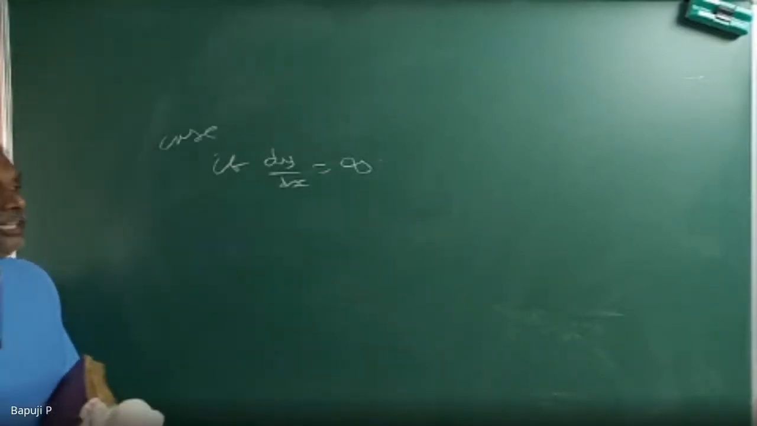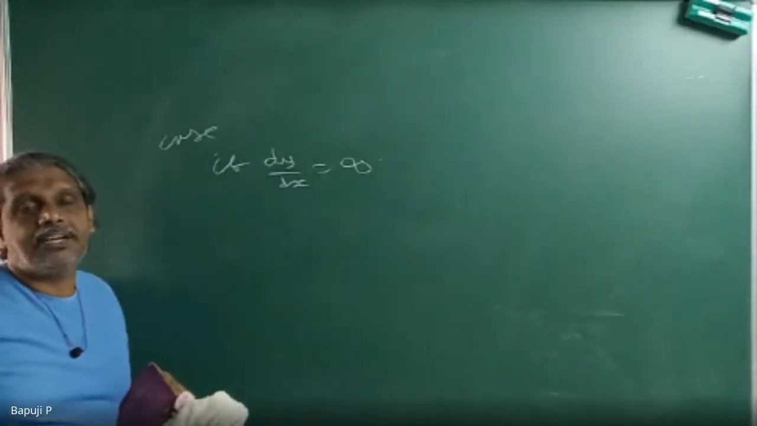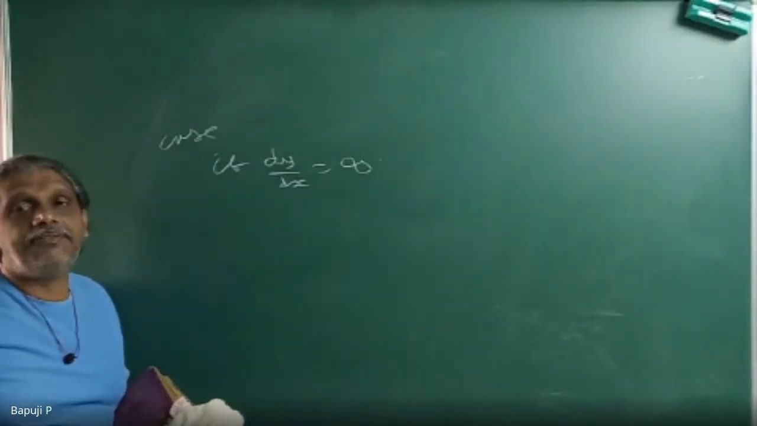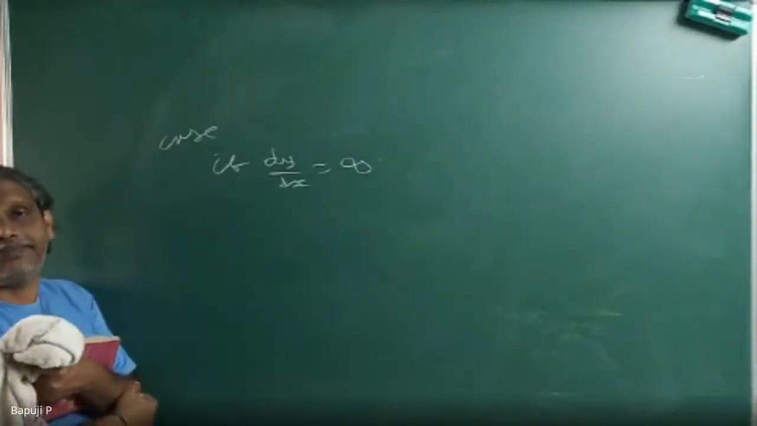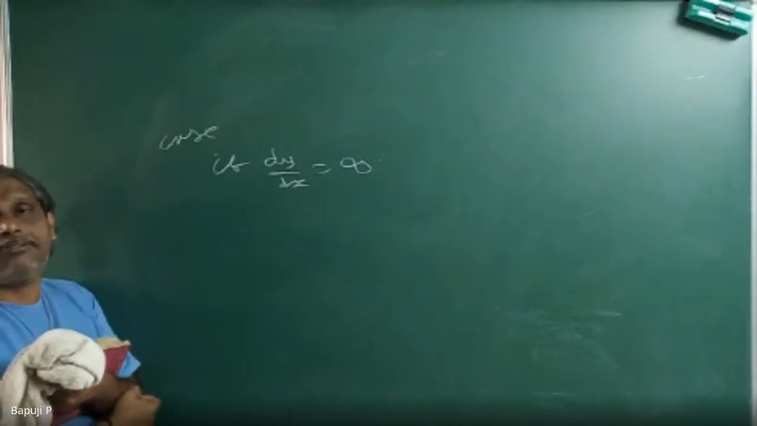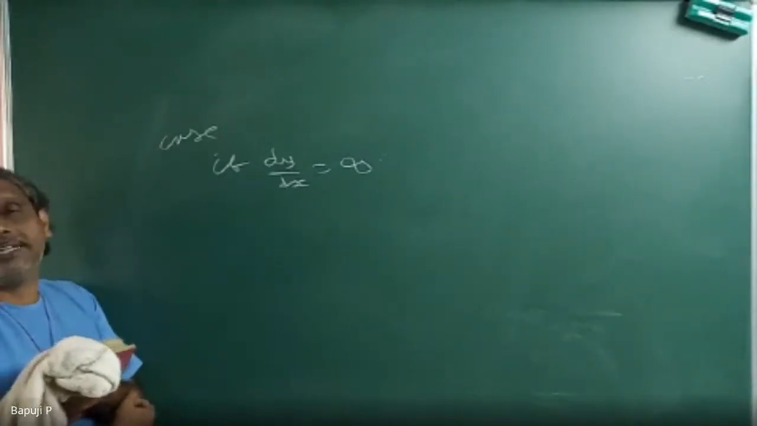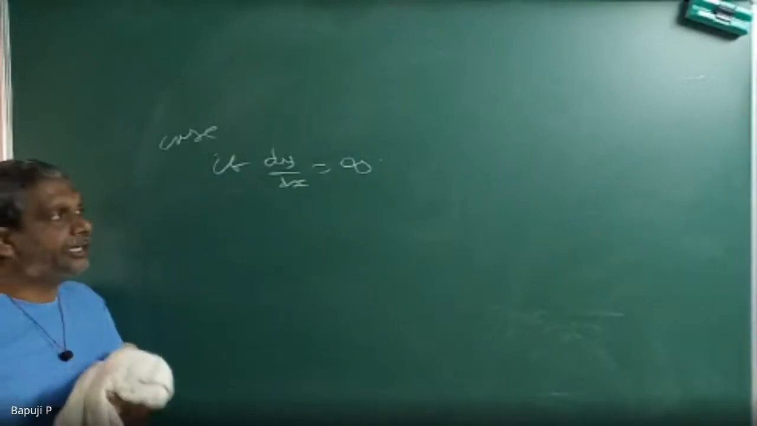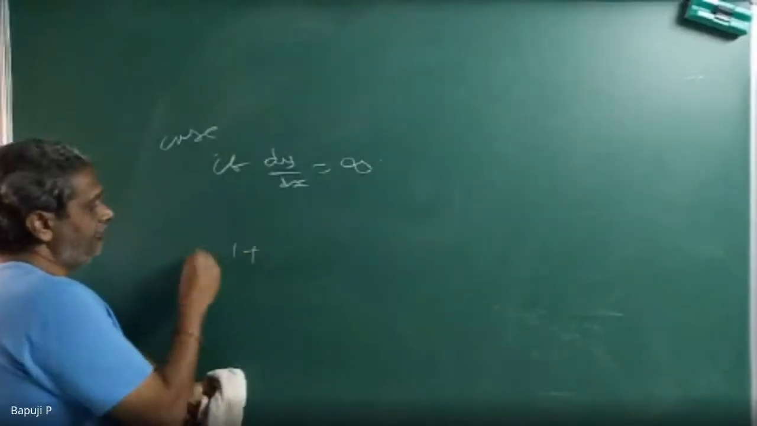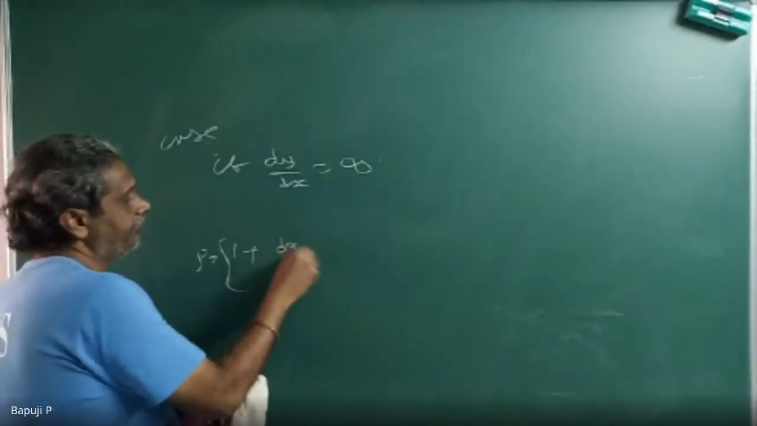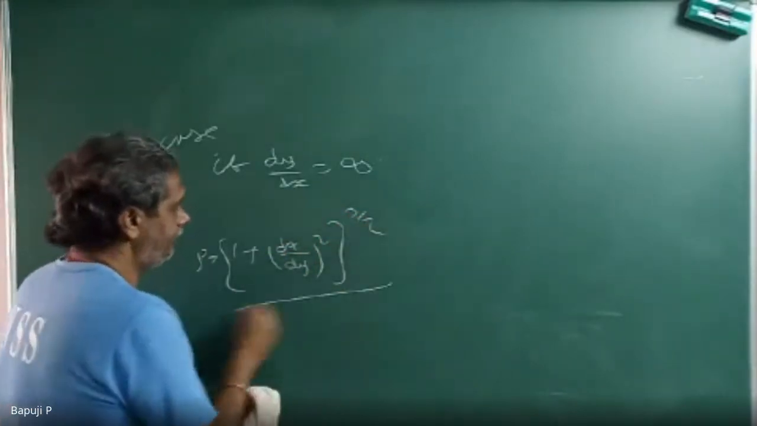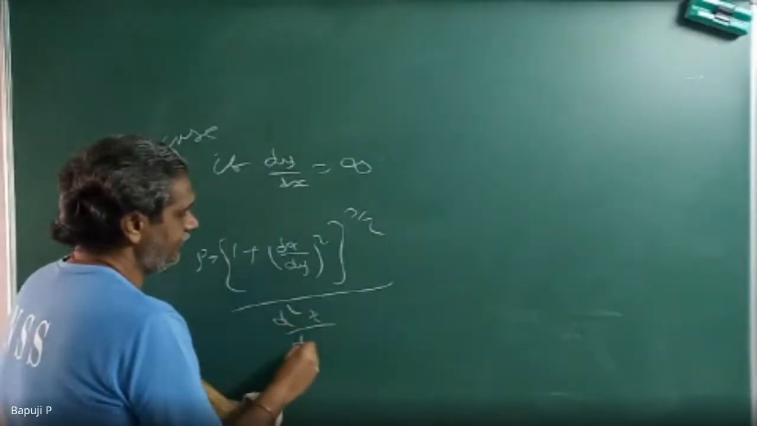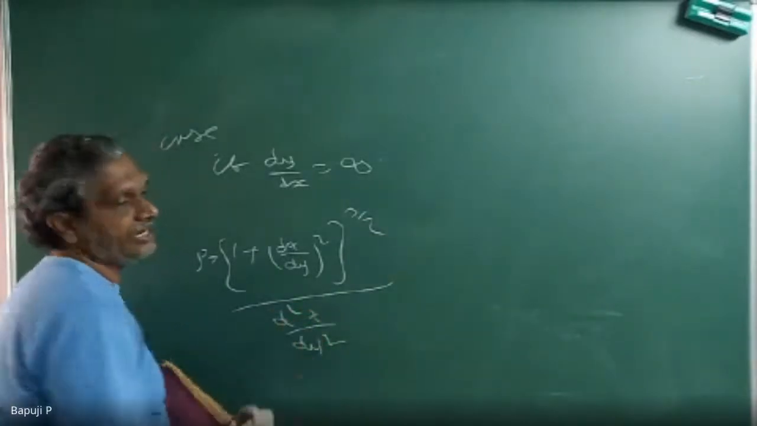See, suppose dy by dx is equal to infinite, we cannot substitute. What is our formula? 1 plus y1 square whole power 3 by 2 divided by y2. That itself is a problem. So this time you can find dx by dy, because for the first order derivative the reciprocal is allowed; for the second order we can't do that. So find dx by dy. The formula is rho equal to 1 plus dx by dy whole square, whole power 3 by 2, divided by d square x by dy square. X you can treat as a function of y.